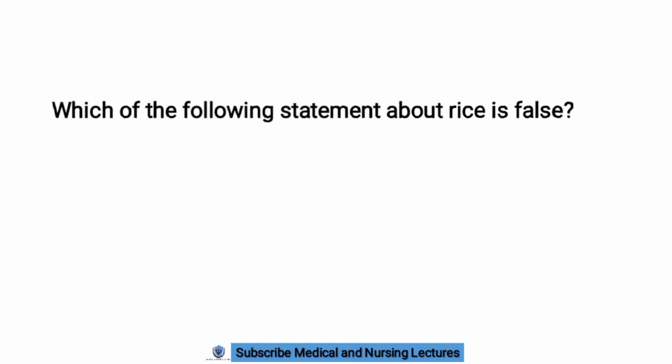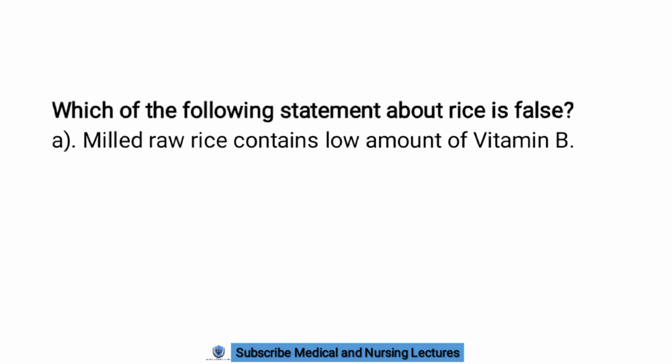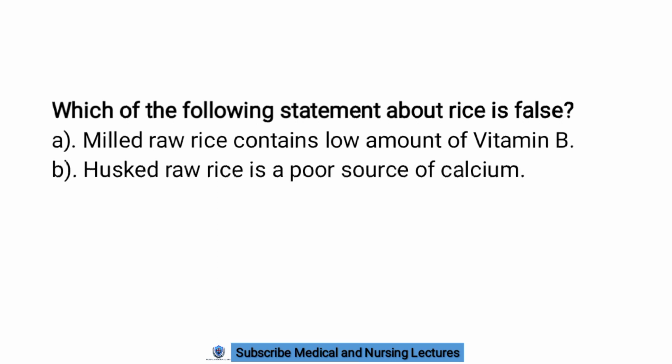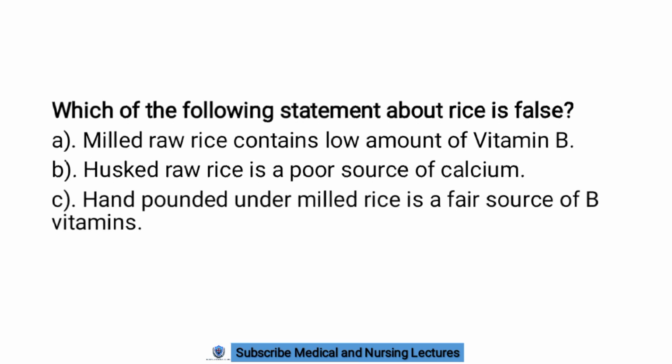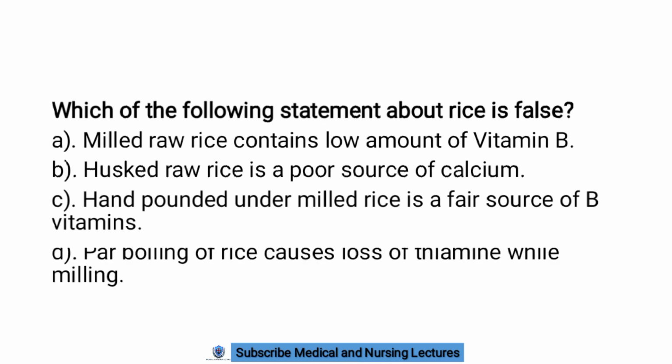Which of the following statement about rice is false? Milled raw rice contains low amount of vitamin B. Husked raw rice is a poor source of calcium. Option C, hand pounded under milled rice is a fair source of vitamin B. Parboiling of rice causes loss of thiamine while milling. So here option D is the correct one.